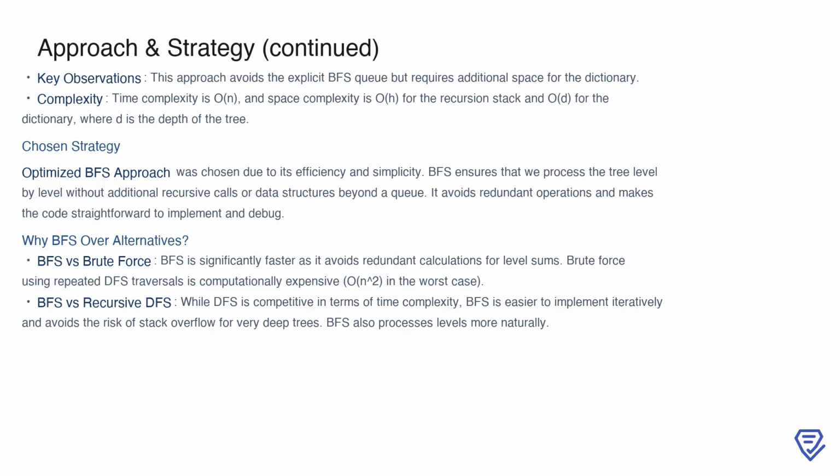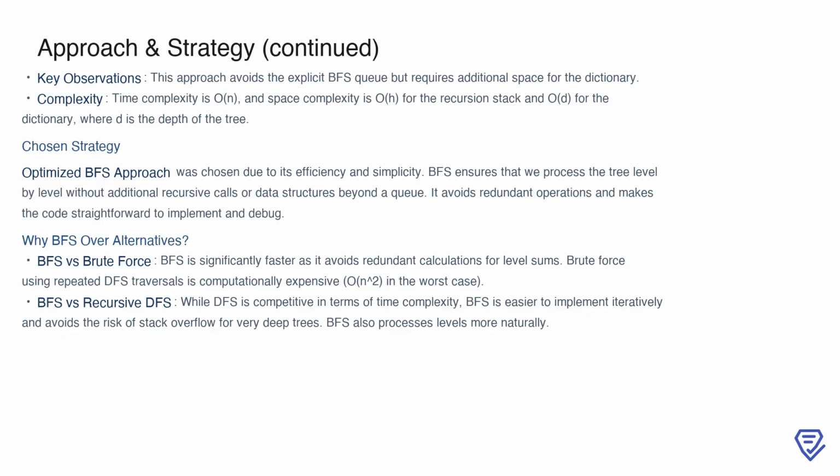The time complexity remains O(n), as each node is visited once, but the space complexity is now O(h) for the recursion stack and O(d) for the dictionary, where d is the depth of the tree. After evaluating these methods, the optimized BFS approach was chosen as the best strategy. This is because it balances efficiency and simplicity, processing the tree level by level in an iterative manner.